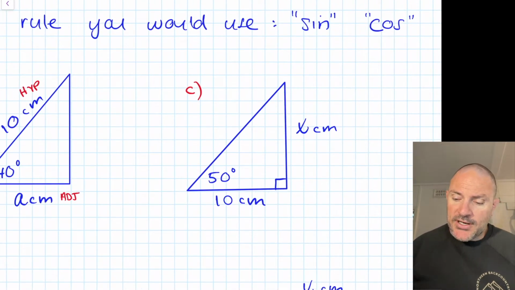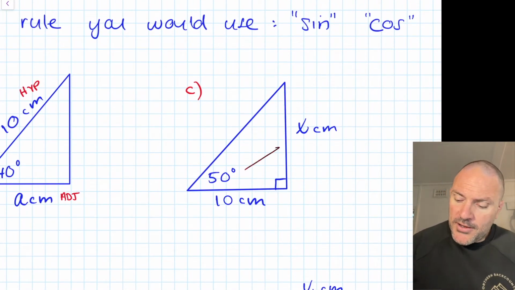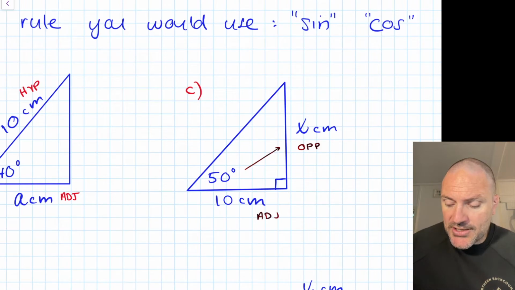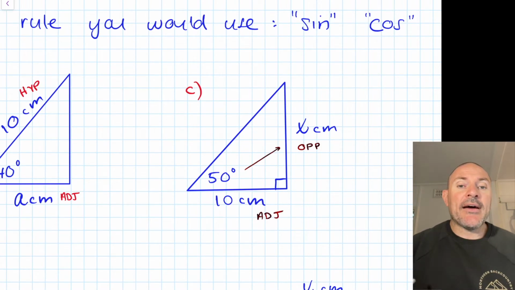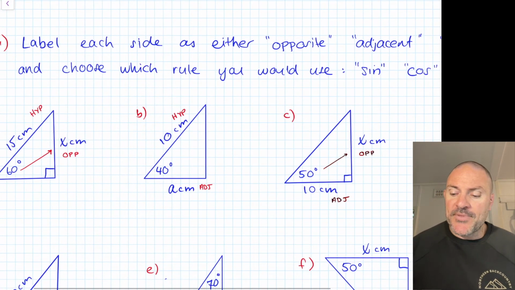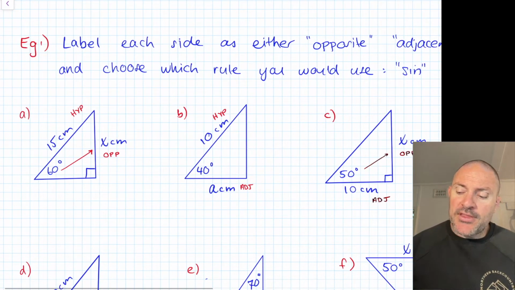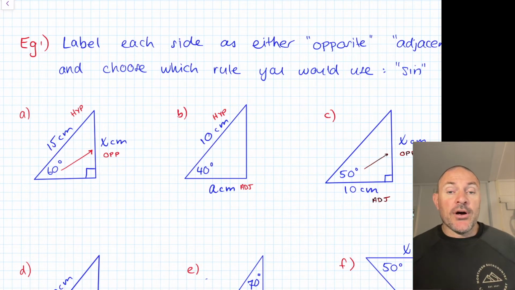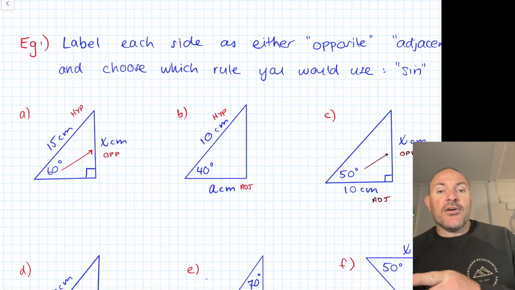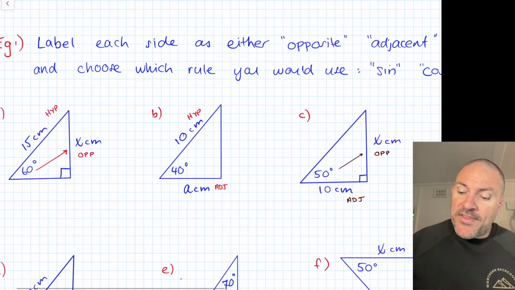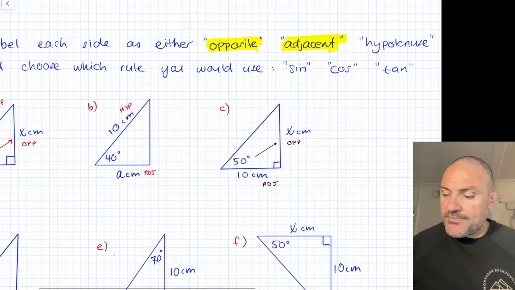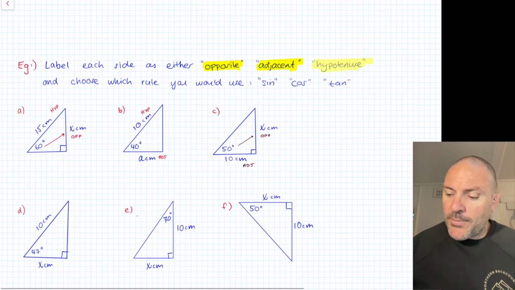And the last one, C, we've got the opposite side is the x, so I'm going to put opposite there. And then the 10 is the adjacent. And notice we don't have the hypotenuse, so I'm just going to leave it. Now, they're the first three things that I want you to be able to achieve. Can you label those two sides? Opposite, adjacent, hypotenuse. So that's the first thing that we're doing there.